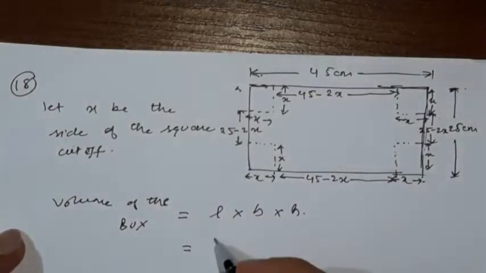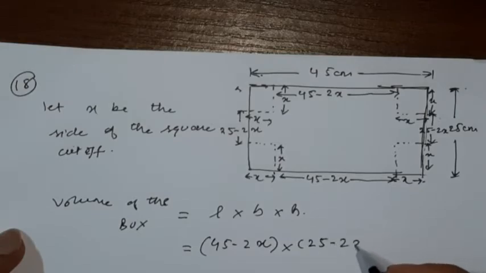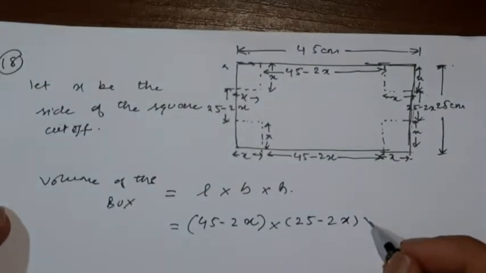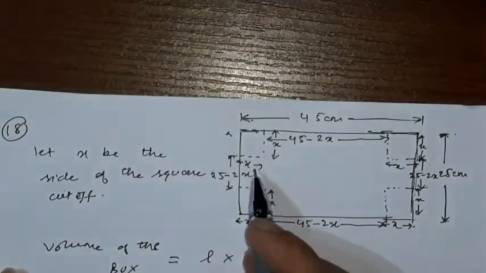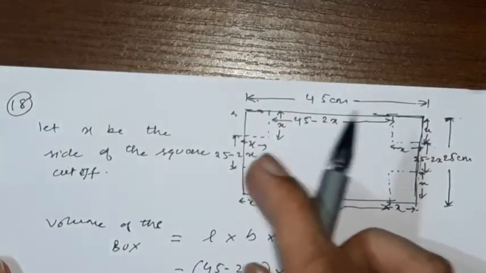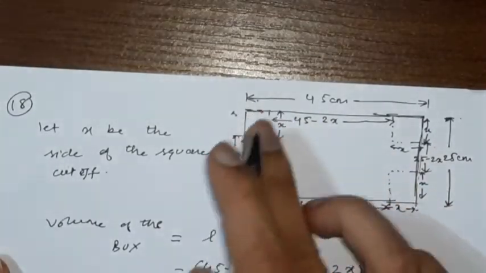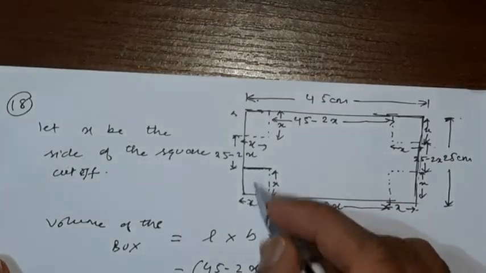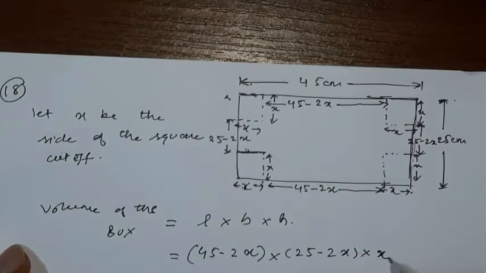So length is 45 minus 2x, right? Breadth is what? 25 minus 2x, and the height is what? See again, if you look at this, we will flap right from here. What is the height? This is the height, right, that you will get if you flap this side. So that height is x, right? The height is x. So x here.